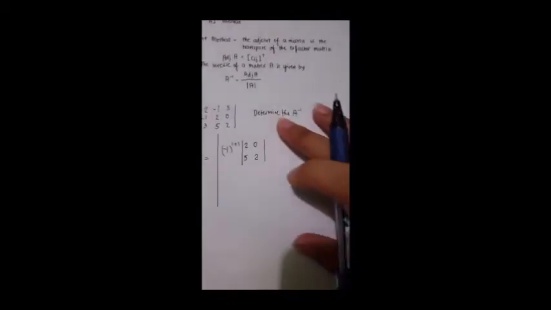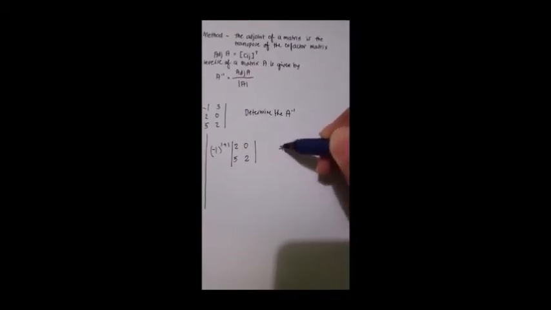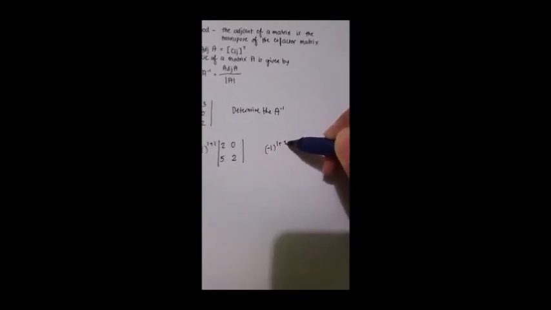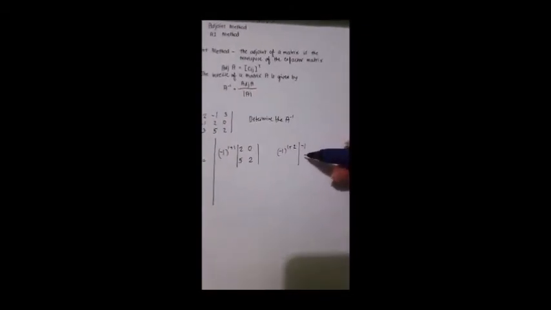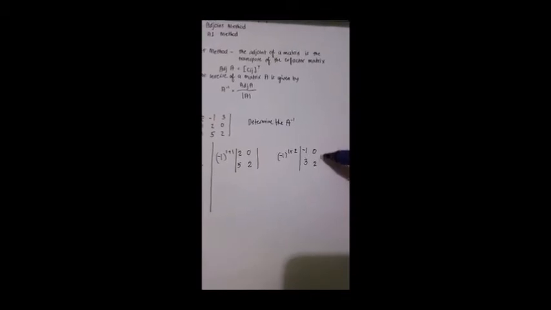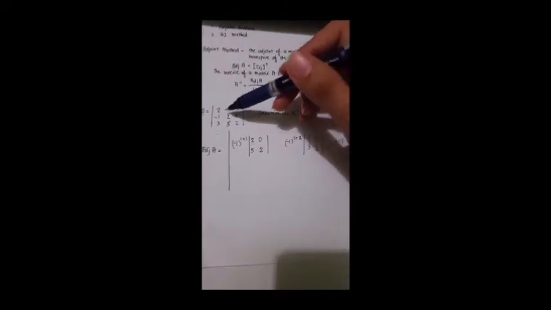Next, we have -1 raised to 1 plus 2. After removing that, what remains is -1, 3, 0, and 2. And the last part of our first row, we have -1 raised to 1 plus 3. Removing that part, we have -1, 3, 2, and 5. Those are the first 3 members of our matrix.